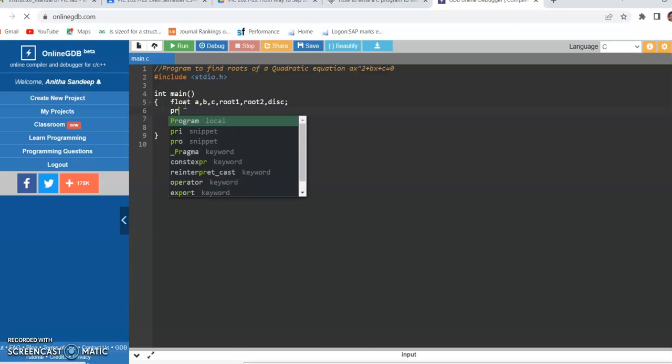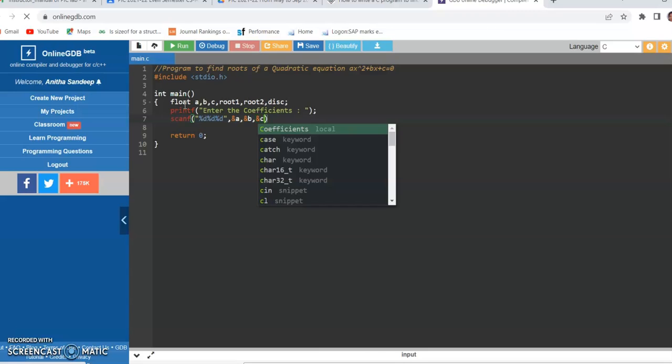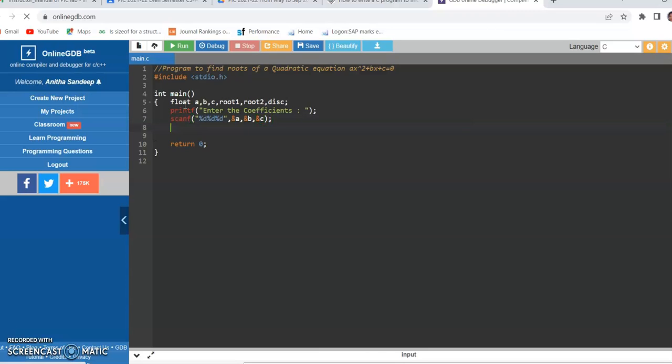Now I will be entering a message printf. Enter the coefficients. Now I have to scan these required variables, coefficients a, b, c. So ampersand a, ampersand b, ampersand c. If you want to check whether it is a quadratic equation or not, then you have to check the coefficient a. So that we can modify it, we can check this condition later.